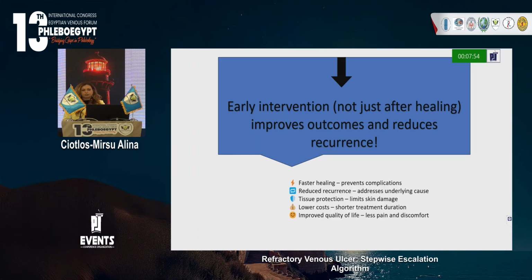Early intervention means faster healing and reduced recurrence. Tissue protection is very important for the patient to limit the skin damage, lower cost, and improve quality of life, with less pain and discomfort.